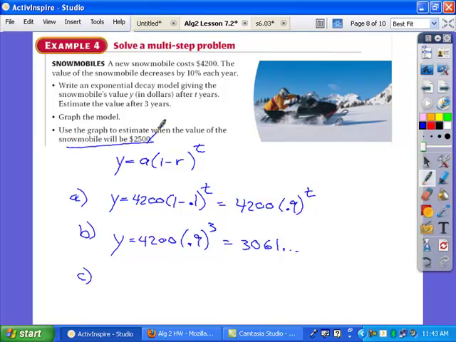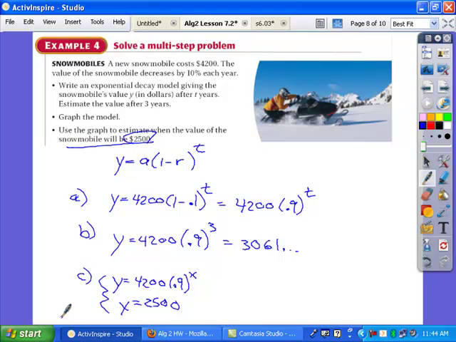So what I would tell you to do is graph this, y equals 4,200 times 0.9 to the x power, and also graph y equals 2,500. So you're going to graph both of these pieces and look for the intersection point. Graph both of those pieces and look for the intersection point.